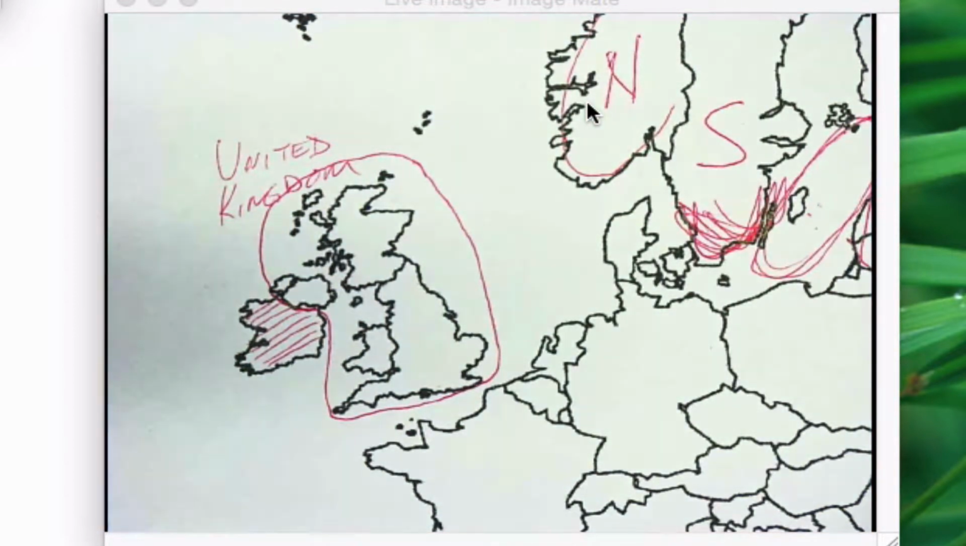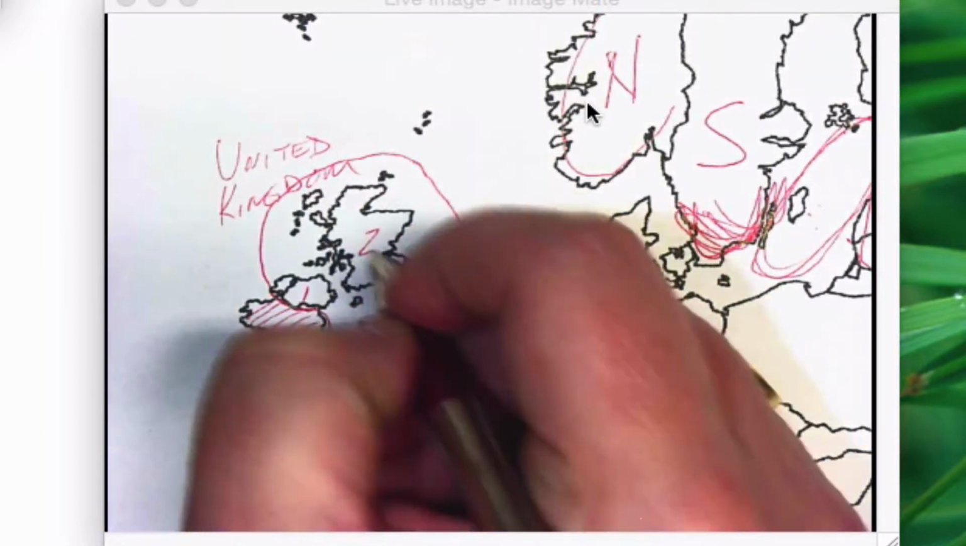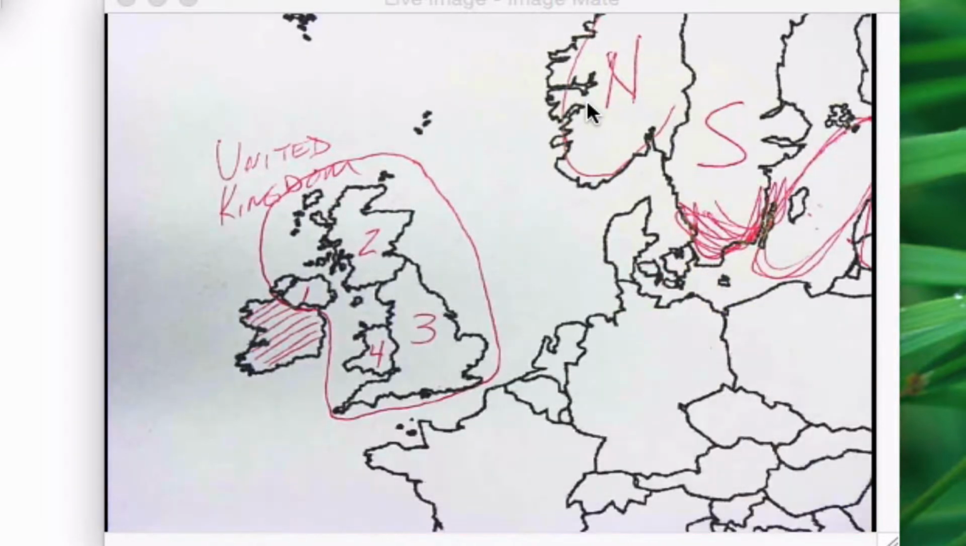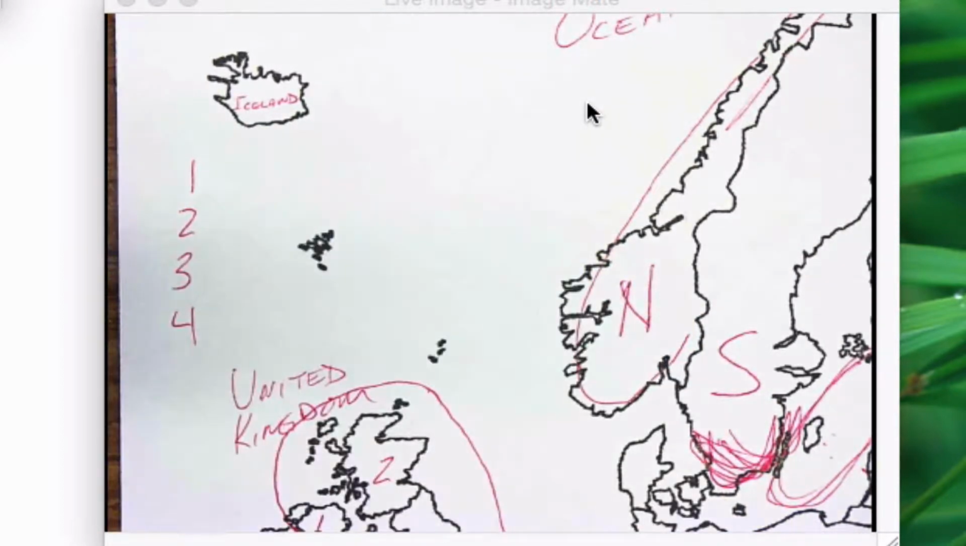You will not be allowed to abbreviate it UK. You must know United Kingdom. It is possible that you could get extra credit for knowing the names of the territories within the United Kingdom. Going to label them 1, 2, 3, and 4. And then you should have plenty of space right up here to put them in.